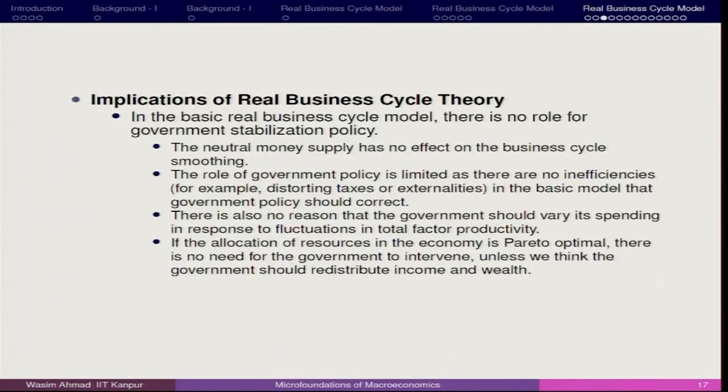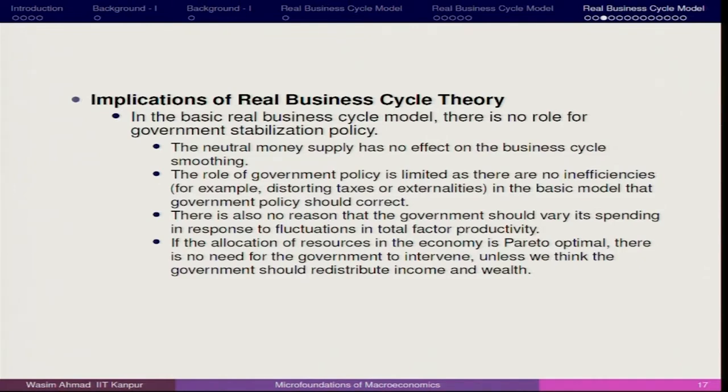Now, the implication is that the neutral money supply has no effect on the business cycle model. The role of government policy is limited, as we do not find any kind of inefficiencies in this particular model. Most of the variables are becoming pro-cyclical, and that's why, once you do not deal with any kind of inefficiencies, then there is no role of the government.